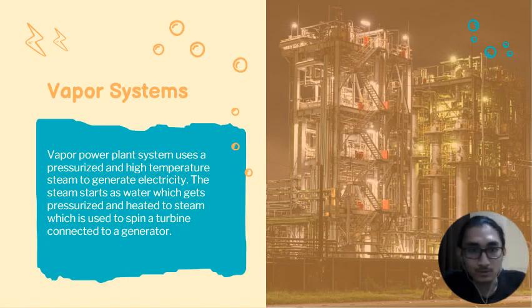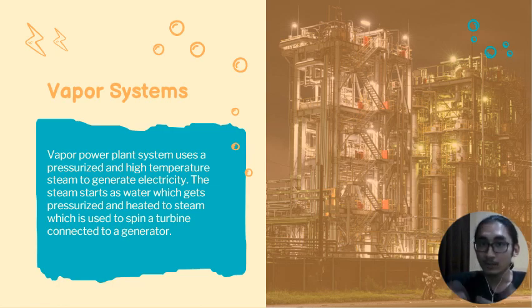What is a vapor system? A vapor system is a system that uses steam, the vapor in this case, to generate electricity. The way it generates this electricity is that the steam turns a turbine which is connected to an electrical generator. Where does the steam come from? The steam comes from the boiling of water.